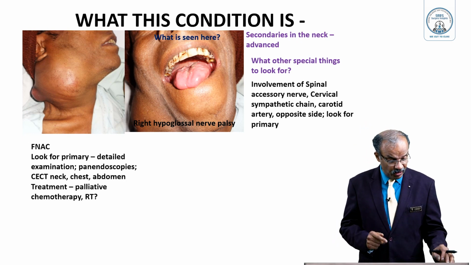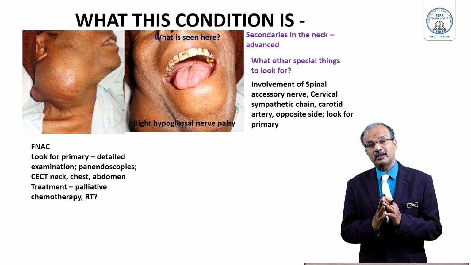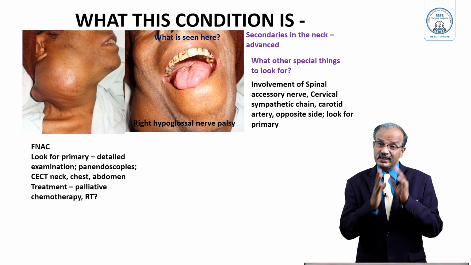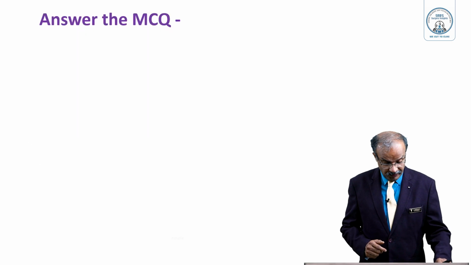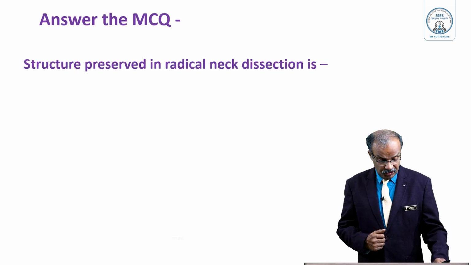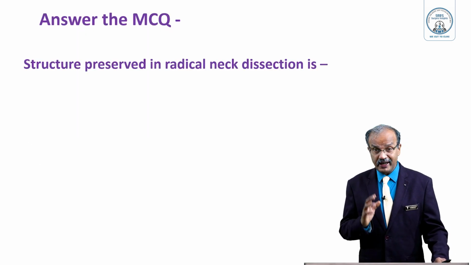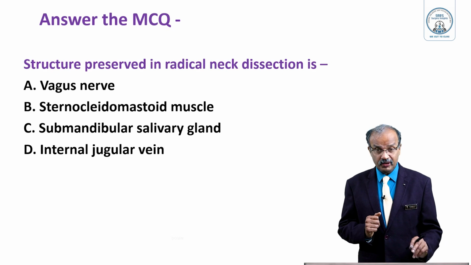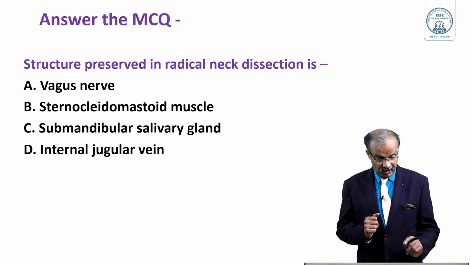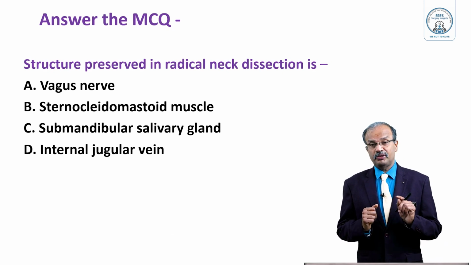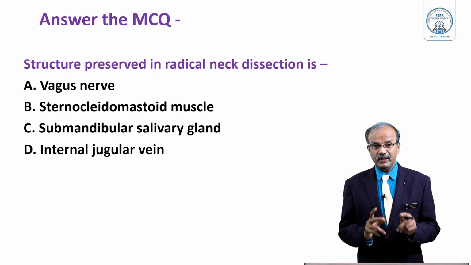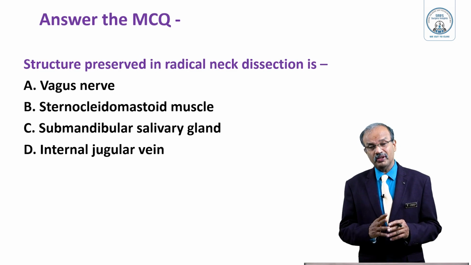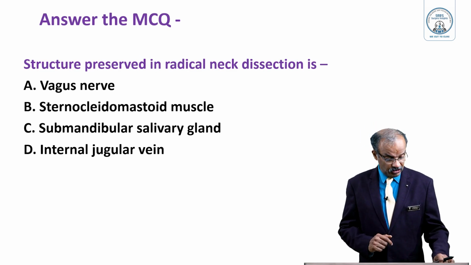This is a point you have to remember, a common short case kept in the exam. Oral also will ask, theory also they may ask. So differential diagnosis also you have to remember: lymphoma and tuberculosis. So answer the MCQ: structure preserved in radical neck dissection is vagus nerve, sternocleidomastoid muscle, submental salivary gland, internal jugular vein. So students, put the answer in the comment box. I will give the answer today or tomorrow. So go through this and put it in the comment box, please.